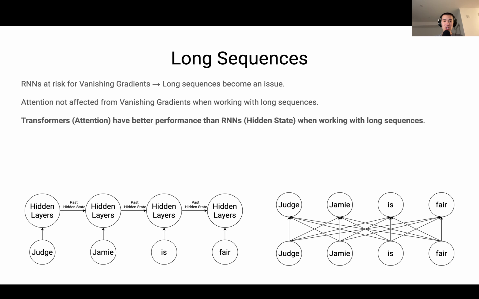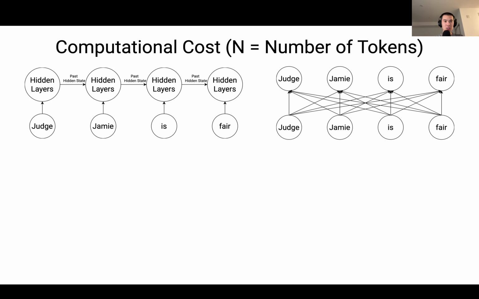So far in this video, it really does seem like attention used by transformers is better than hidden state used in RNNs. And yeah, it's just straight up better. But there's a hidden downside to attention. And that downside is computational cost. And when talking about computational cost, we'll say n equals the number of tokens, and here n will be equal to 4. We're going to process 4 tokens of Judge Jamie's fair, one using a RNN and another using a transformer.